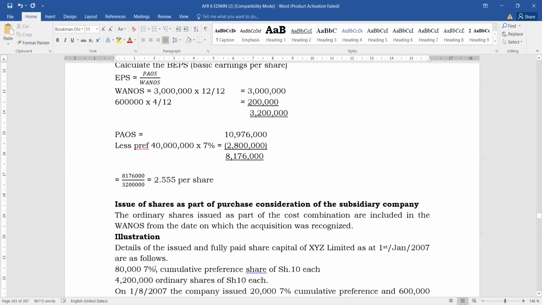So then, issue of shares as part of purchase consideration. Just a minute.